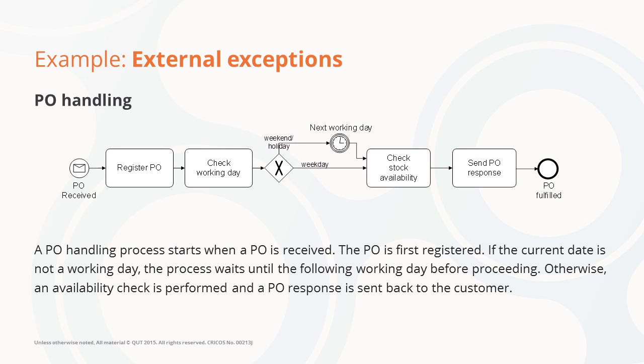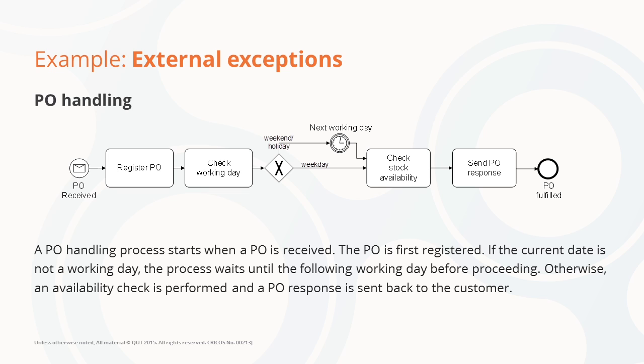Let's now see how we can handle exceptions in BPMN by considering an extension of our purchase order handling process. So we saw that the purchase handling process starts upon the receipt of a purchase order, upon which we register the purchase order, check the availability, send the response, and so the purchase order has been fulfilled. But now let's consider this specific extension to our scenario.